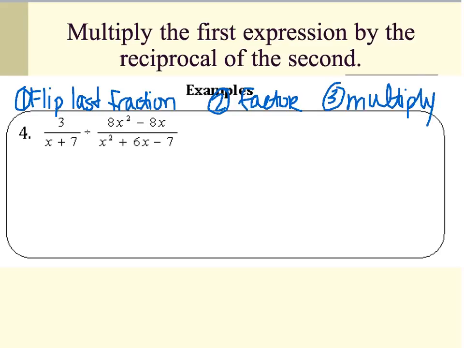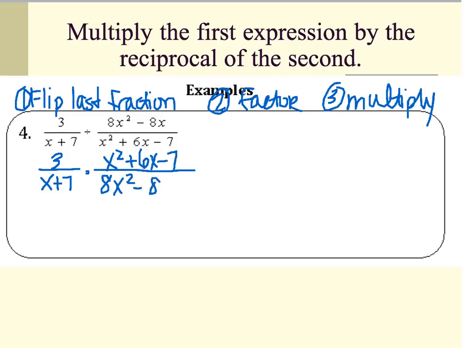So let's do this. I'm going to make this 3 over x plus 7 times, and I'm going to flip this last one, x squared plus 6x minus 7 over 8x squared minus 8x. So I flipped my last fraction. Now I need to factor this.